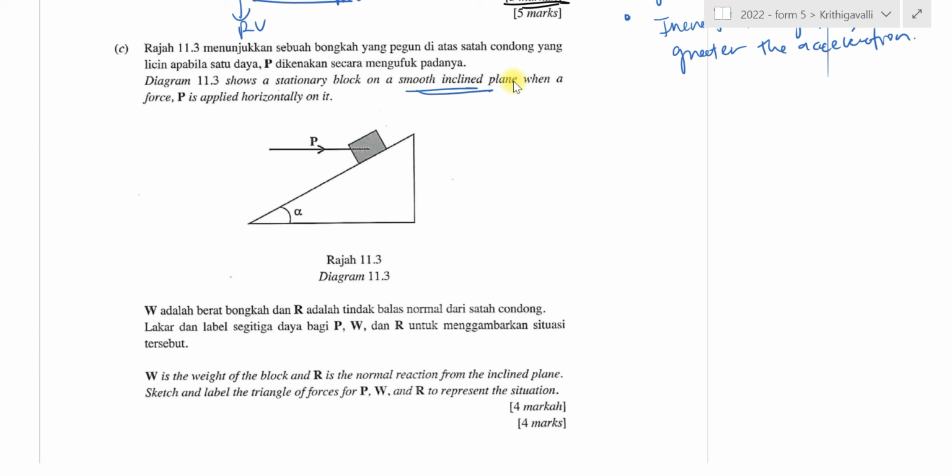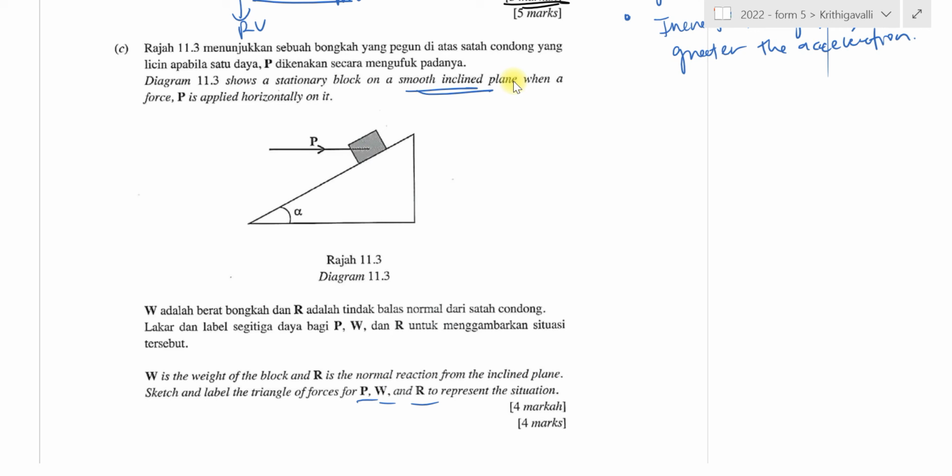Smooth means no friction, when a force P is applied horizontally on it. W is the weight of the block, and R is the normal reaction from the inclined plane. Sketch and label the triangle of force P, W, and R.